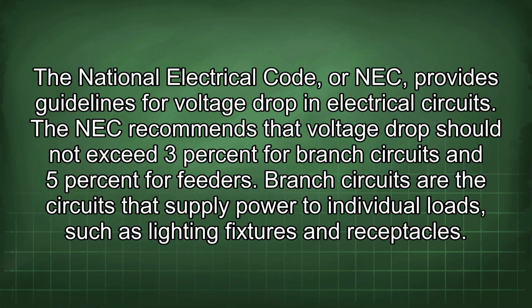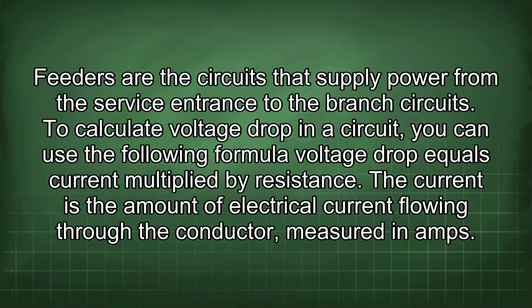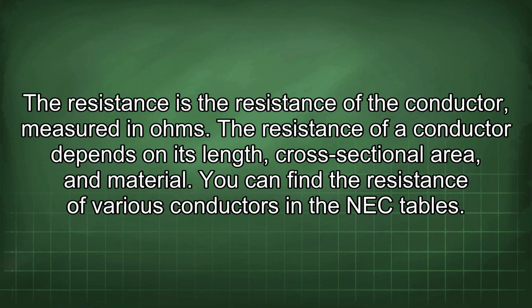Branch circuits are the circuits that supply power to individual loads, such as lighting fixtures and receptacles. Feeders are the circuits that supply power from the service entrance to the branch circuits. To calculate voltage drop in a circuit, you can use the following formula: voltage drop equals current multiplied by resistance. The current is the amount of electrical current flowing through the conductor, measured in amps. The resistance is the resistance of the conductor, measured in ohms.